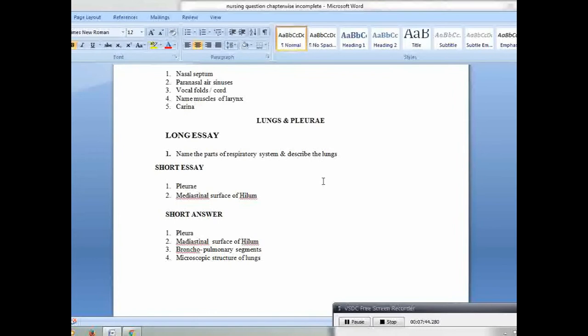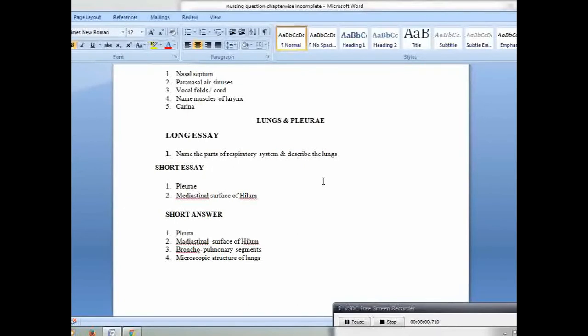You need to mention the lungs, the different features of the lungs, the right and left lung. What are the differences between the right and left lung? What is the hilum of the lung? What is inside the lung? Some structure of the lung can also be mentioned.